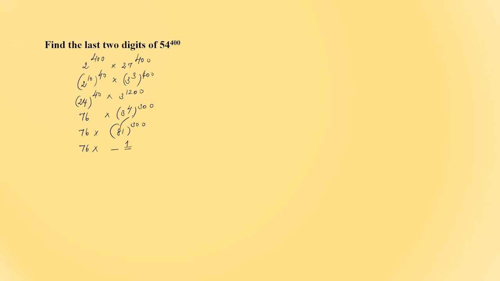And the tens place of this will be nothing but 8 into 0, which is going to be 0. And 76 into 1 is 76. The last two digits of this number are going to be 76. So this is one method. But at this juncture, let me also give you another clue.